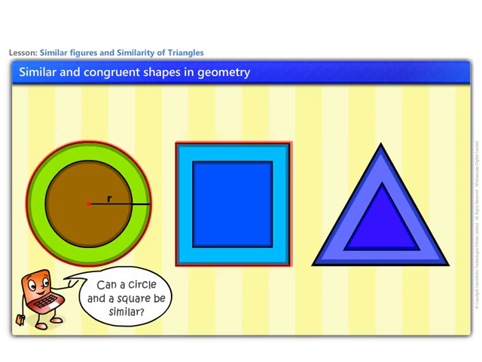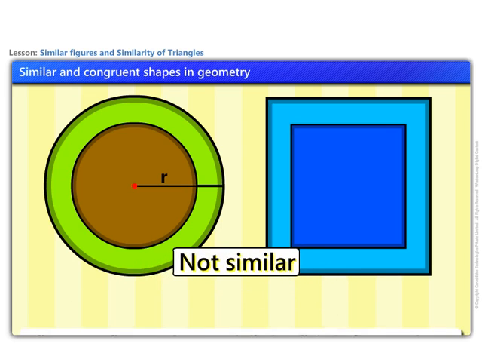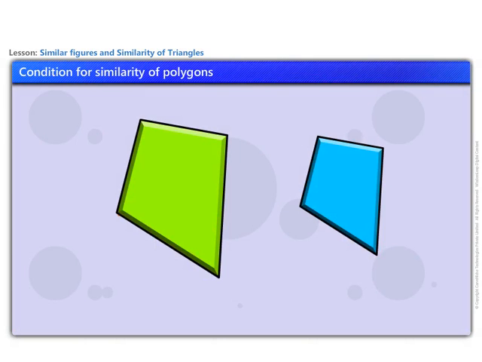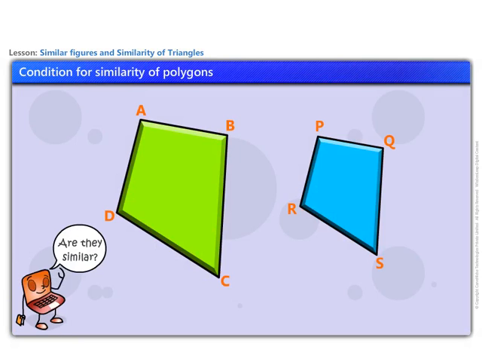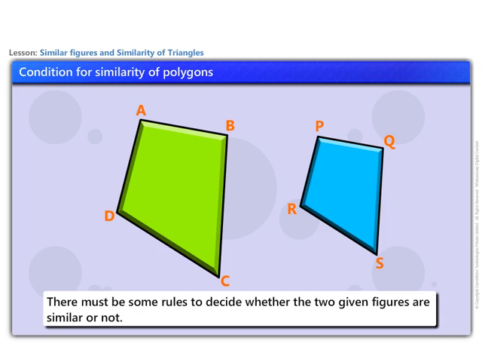Can a circle and a square be similar? No, since they do not have the same shape, they are not similar figures. Thus, we can conclude that all congruent figures or shapes are similar, but all similar figures or shapes need not be congruent. Now, observe two quadrilaterals ABCD and PQRS. Are they similar? These figures appear to be similar, but we cannot be certain about it. There must be some rules to decide whether the two given figures are similar or not.